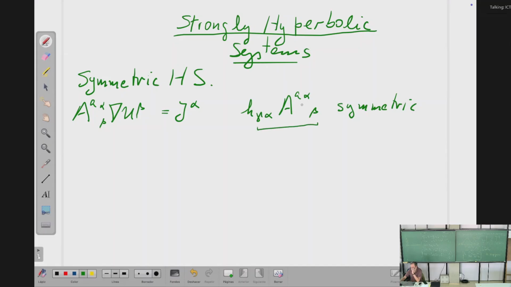Okay. So, for instance, in 4 dimensions, 3 space 1 time dimensions, what we have here are 4 matrices, and we require an H that makes the 4 matrices symmetric. And then we require also that H gamma alpha A alpha beta times some N alpha be positive, right? So that was the condition.